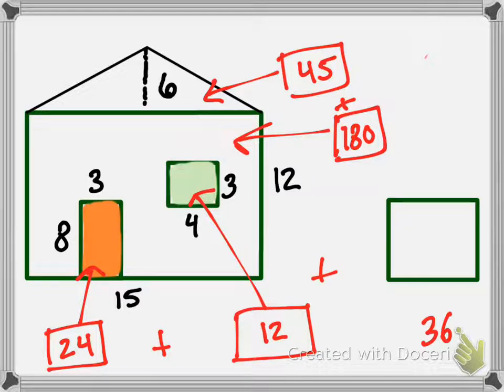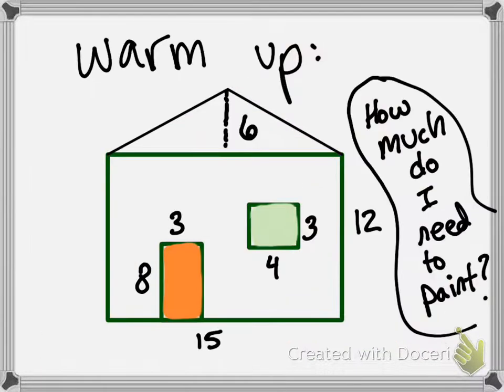And what's the answer to that? To the house and the roof, Romario? 225. Perfect. And because we've already painted that, we're going to be taking the 36 away. We're taking that door and that window away. So, Emerson, what is 225 minus 36? 189. Excellent. So the total area of the house that we have to paint is 189.